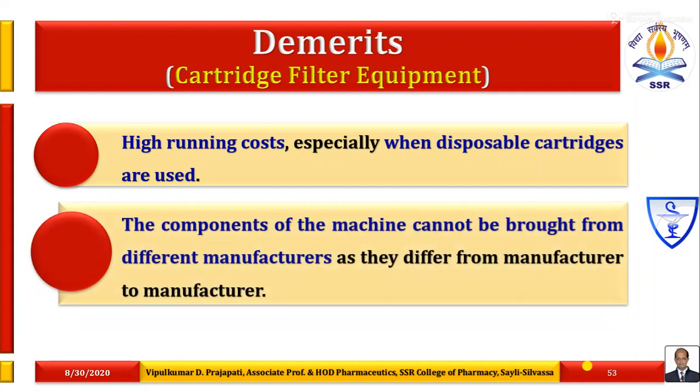The components of the machine cannot be brought from different manufacturers, as they differ from manufacturer to manufacturer. So according to the type of configuration of the pressure vessel, that is a housing of cartridge filter units, you have to check which types of cartridge are going to be fixed. So accordingly we have to check the adapters and it is going to fix. So that's why the components of machine can't be brought from different manufacturers. So these are the demerits of cartridge filter equipments.